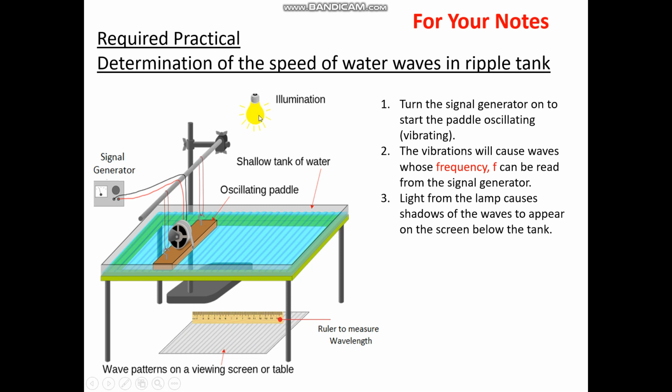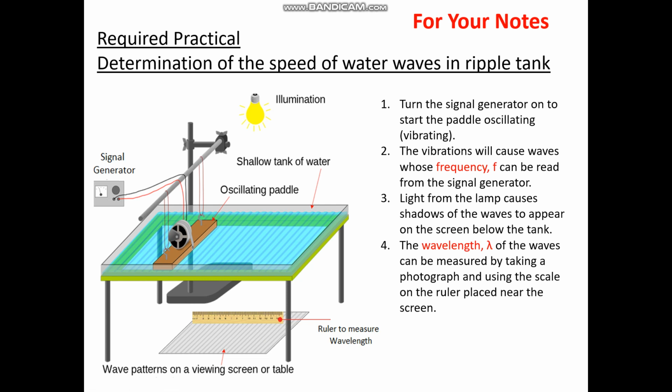Light comes from the lamp here, it shines through the water onto the screen. Where there are peaks, there is more water for the light to pass through, so you get dark patches. Where there are troughs, the light can pass through more easily because there's less water, and you get light patches. So you get a series of moving light and dark patches down here. Now you should remember that a wavelength is the distance between two consecutive peaks or two consecutive troughs. So it's the distance between two light parts or two dark parts.